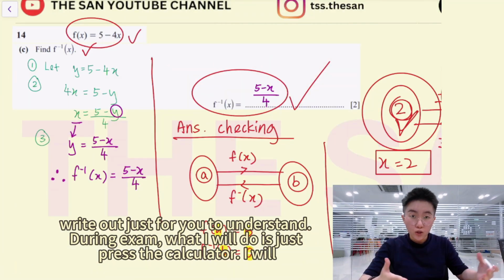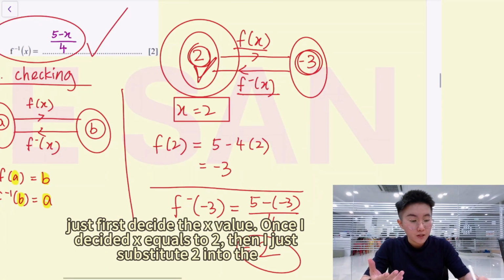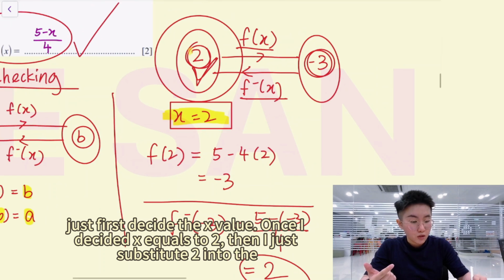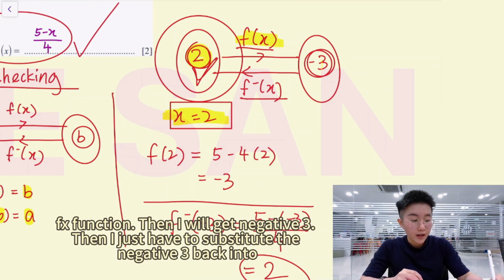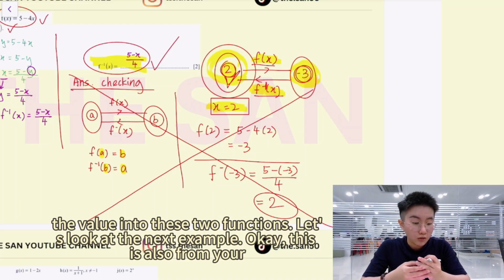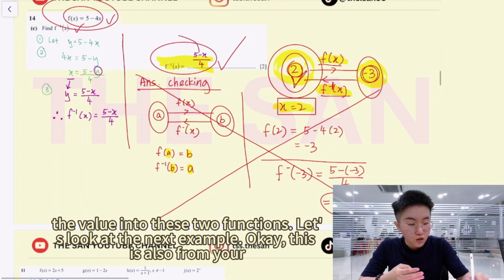During exam, what I will do is just press the calculator. I will first decide the x value. Once I decide x equals 2, then I'll just substitute 2 into the f(x) function. Then I will get negative 3. Then I just have to substitute the negative 3 back into the inverse function to check whether I get back 2. So I just have to press my calculator and substitute the value into these two functions.